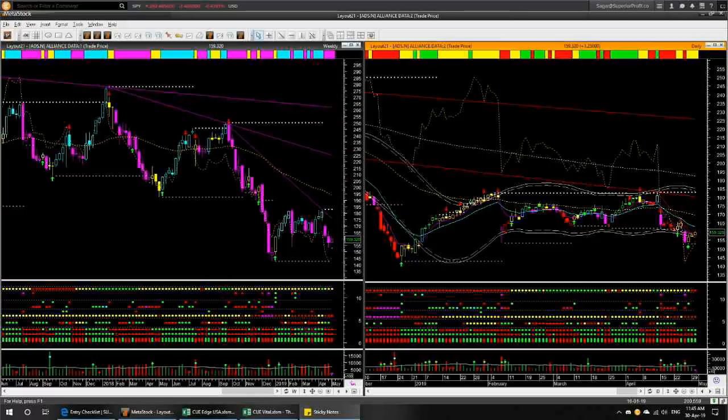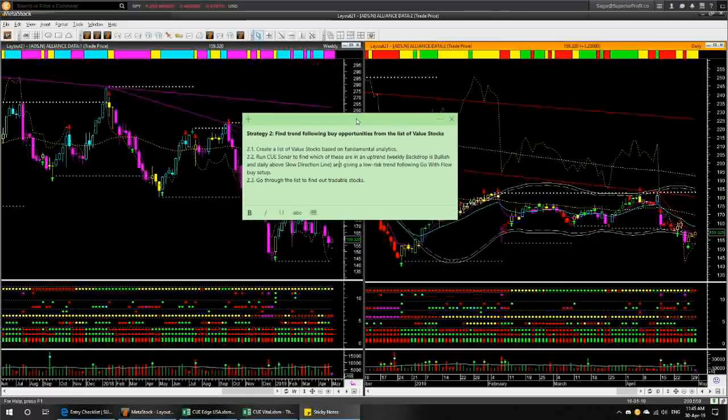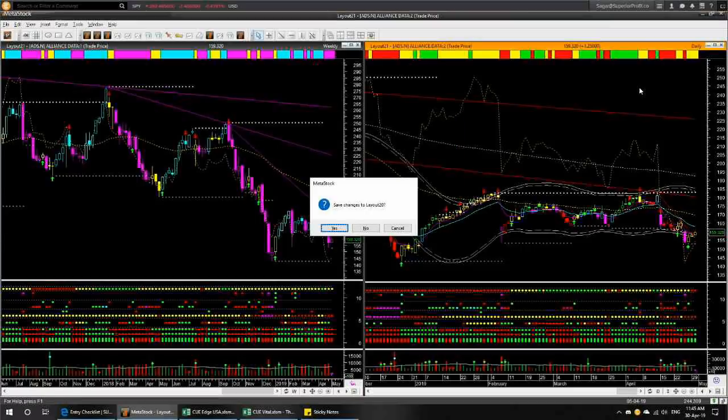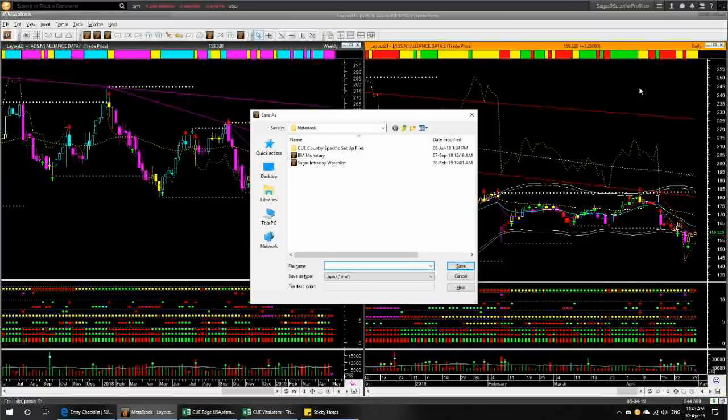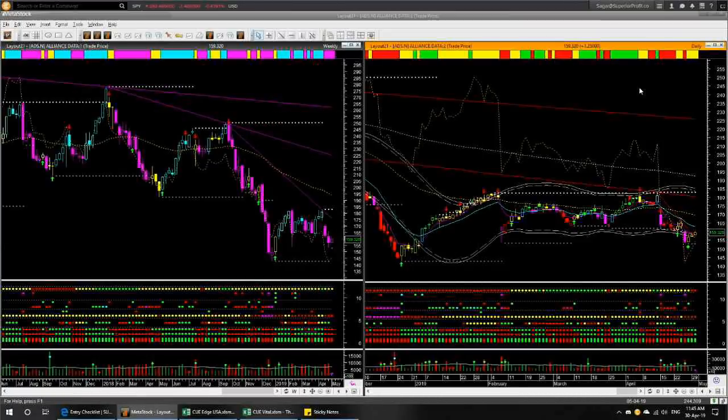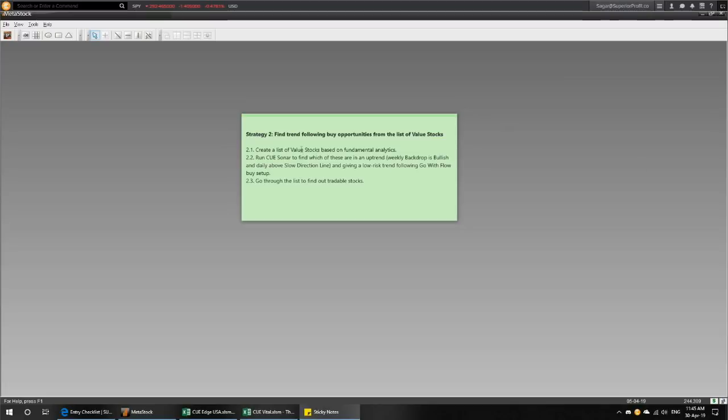Many strategies are possible. Let's go to the second strategy. Let me close this chart. The second possible strategy is find trend following trades. Last time we were looking for breakout trades, and now we are trying to use a strategy where we are identifying trend following buy opportunities from a list of value stocks.